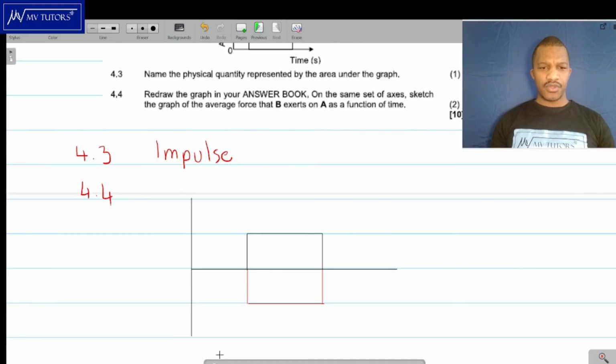What's left for you to do is just to actually label this graph. So this is going to be, let's have it thicker, time in seconds, and then this is going to be force in newtons.